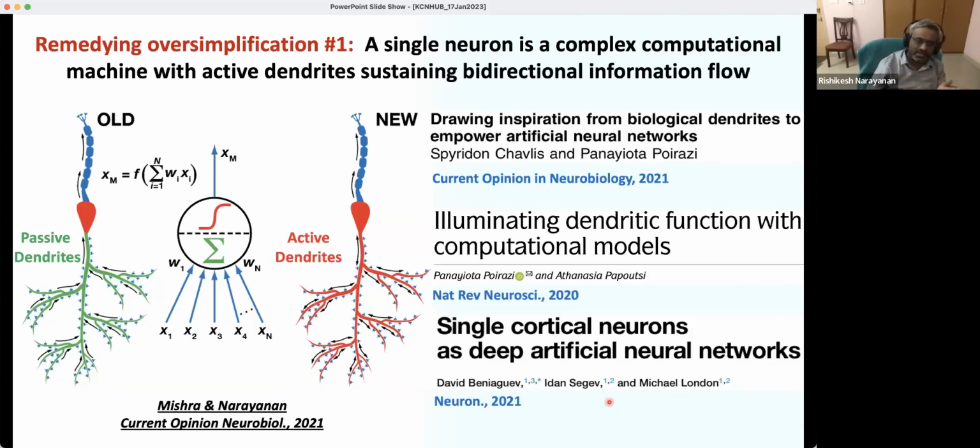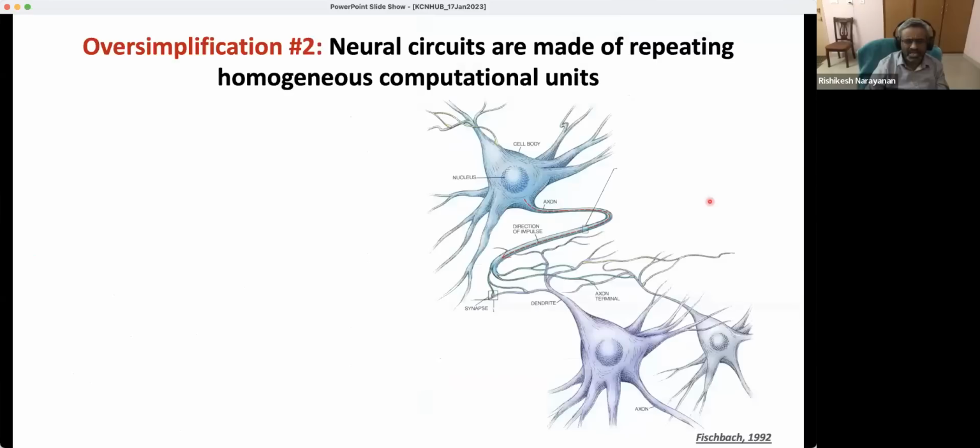So it's something that you have to keep in mind, that this is not representative of what an actual biological neuron does. It's something which is much more complex, much more powerful. And there have been several laboratories that have been working on this. Some of these reviews will give you an understanding of what goes on. Right. All right. So that's the first oversimplification of 5.